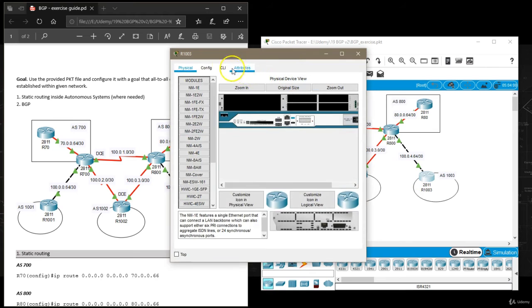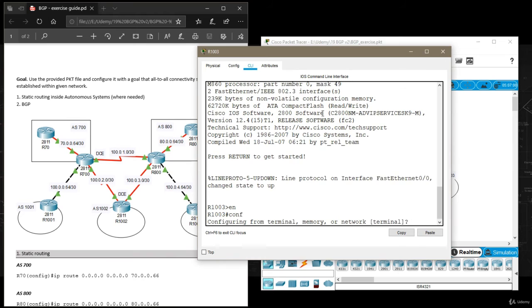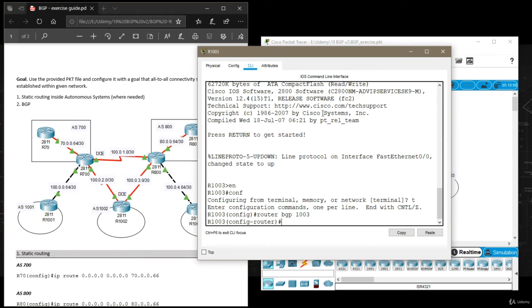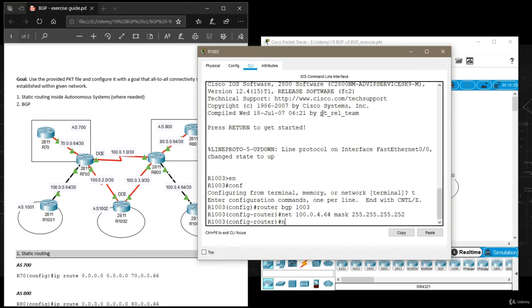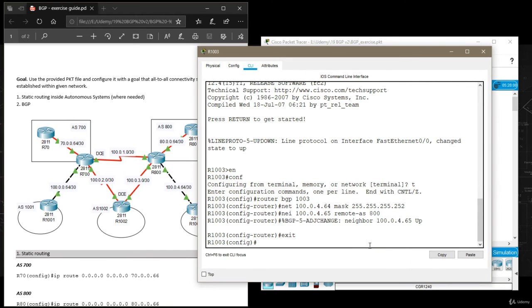Let's go to router 1003. Enable, configure terminal, router bgp 1003, network 100.0.4.64 with mask 255.255.255.252 and neighbor 100.0.4.65 with remote autonomous system number 800. That's pretty much it. Let's check our routing table before we try to send some pings.